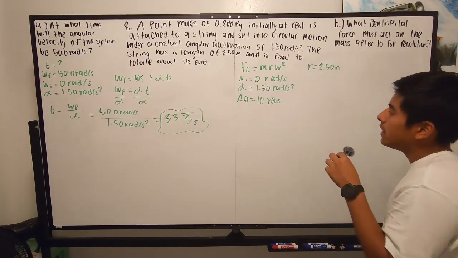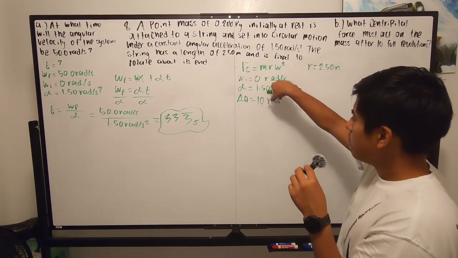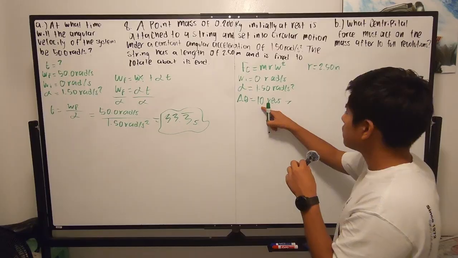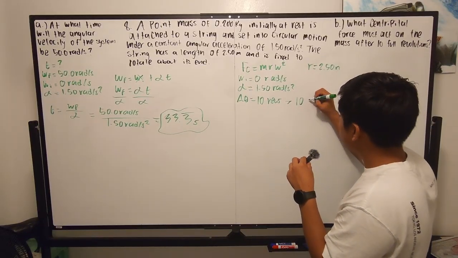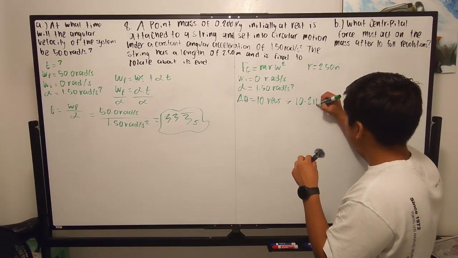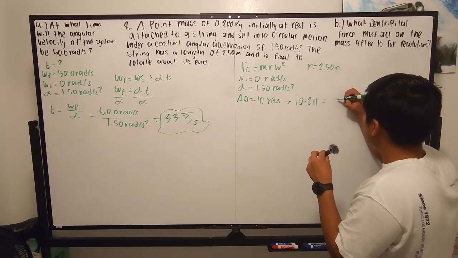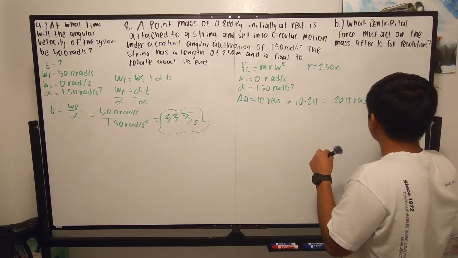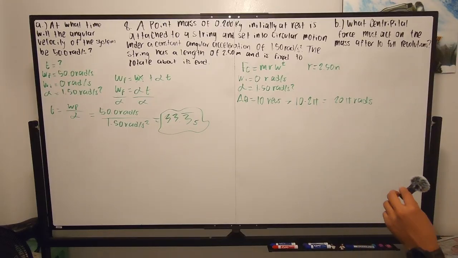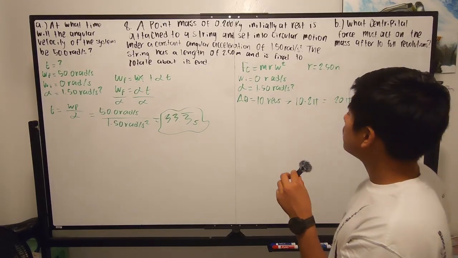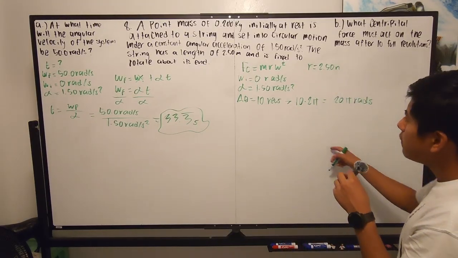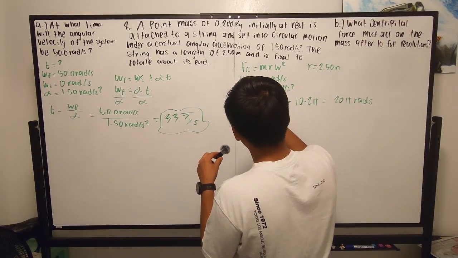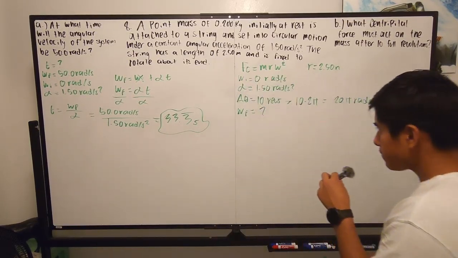However, in order to use these 10 revolutions with my other equations, I have to convert them to radians. To do that, I'm going to multiply by 2 pi, which gets me 20 pi radians. Now I have three quantities, and I'm looking for my omega final. I forgot to mention, but that's what I'm looking for.